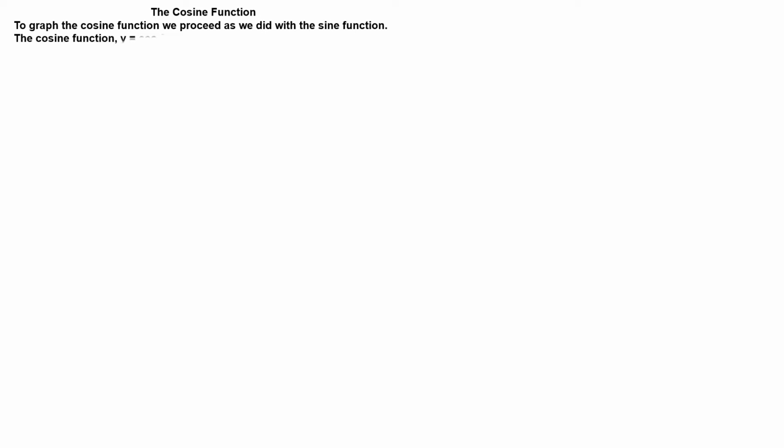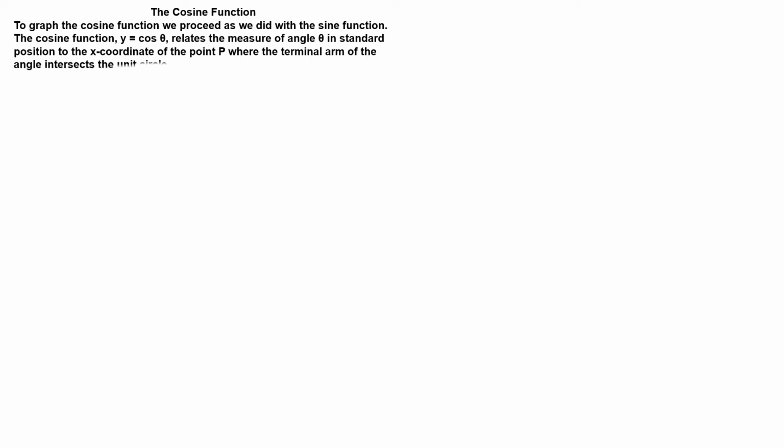The cosine function, y equals cosine of theta, relates the measure of angle theta in standard position to the x-coordinate of the point P, where the terminal arm of the angle intersects the unit circle. Let's start with the unit circle. We see that the point P on the unit circle has coordinates x and y.